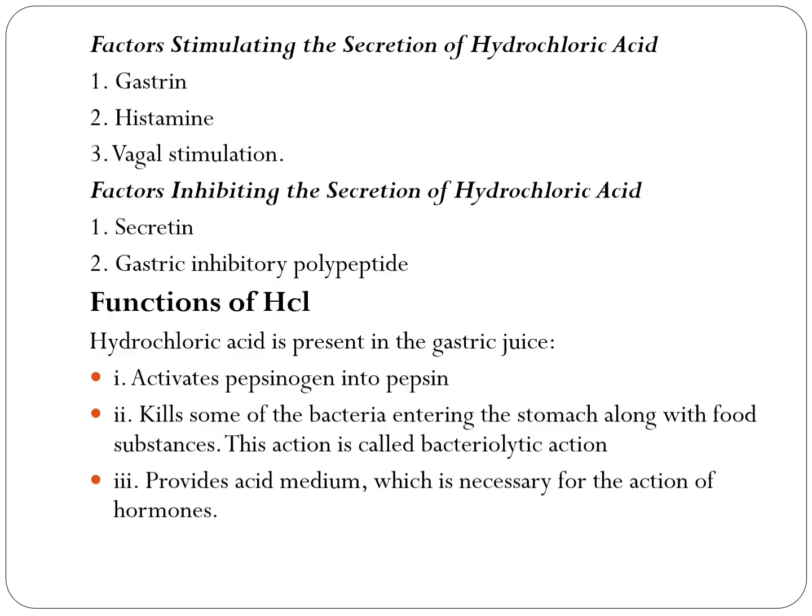So what are the factors stimulating the secretion of hydrochloric acid? Gastrin, histamine, vagal stimulation. Then factors inhibiting the secretion of hydrochloric acid are secretin and gastric inhibitory polypeptide.